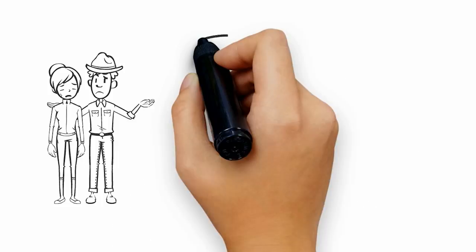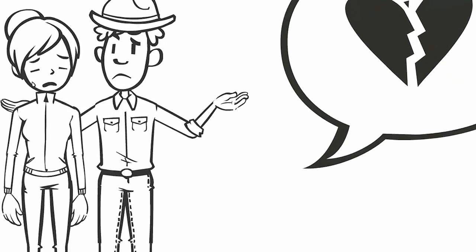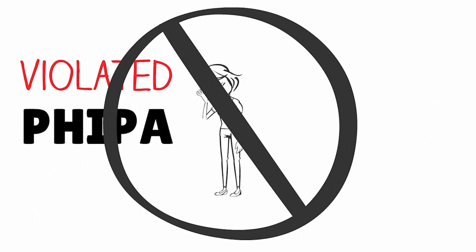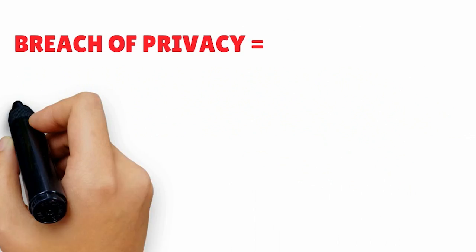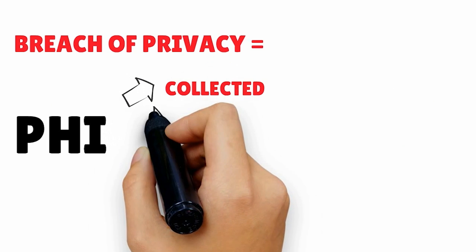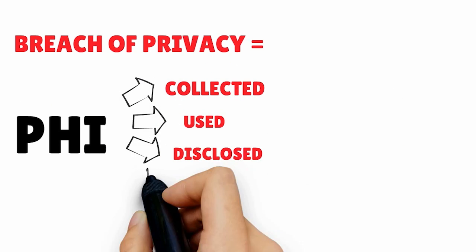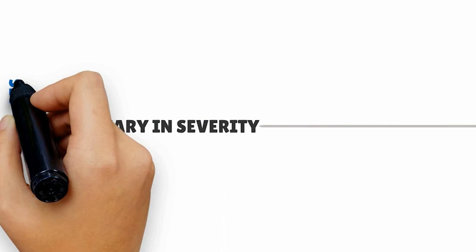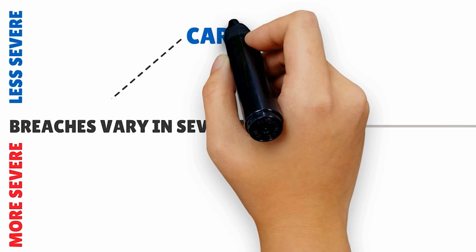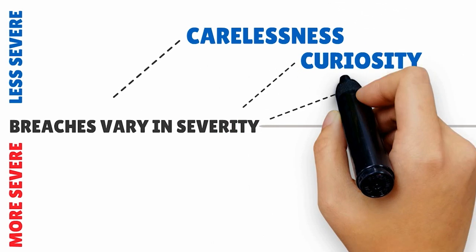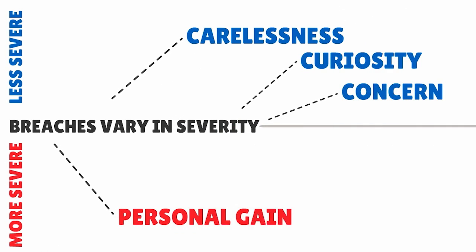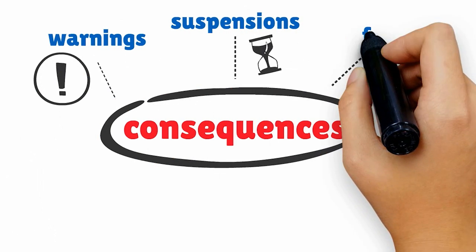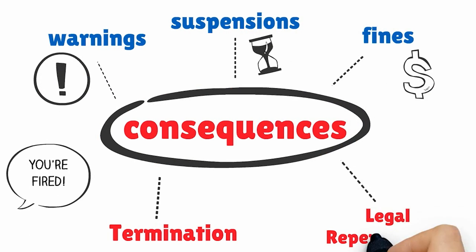Remember Sarah and Sal in their story of spoiled surprises? Receptionist Rita violated PHIPA by letting her excitement get the better of her. She committed a breach of privacy. A breach of privacy occurs when PHI is collected, used, disclosed, or disposed of in a way that is not compliant with the Act. Privacy breaches vary in severity depending on whether actions are carried out in carelessness, curiosity, concern, or personal gain or malice. Consequences range from warnings, suspensions, and fines to termination and legal repercussions.